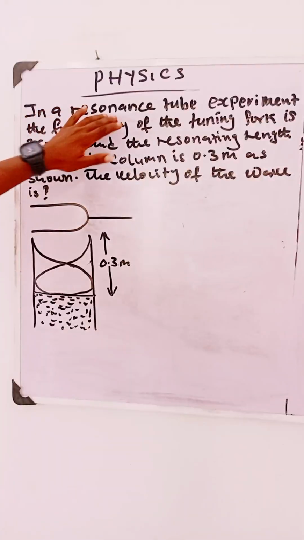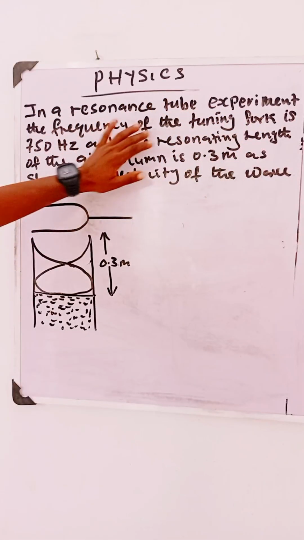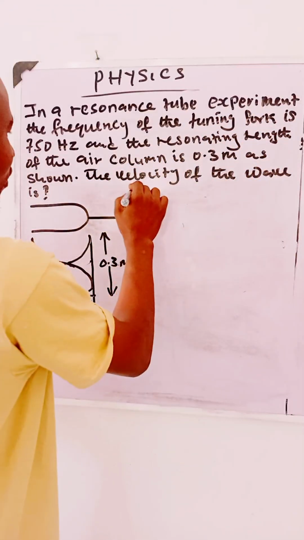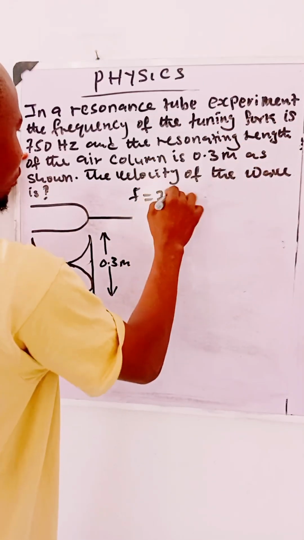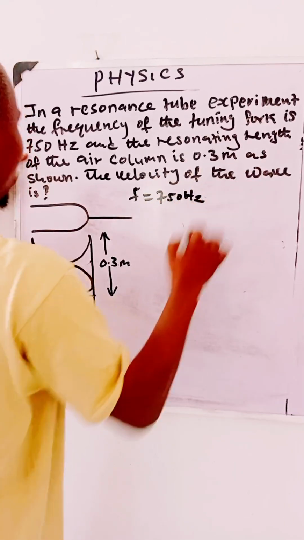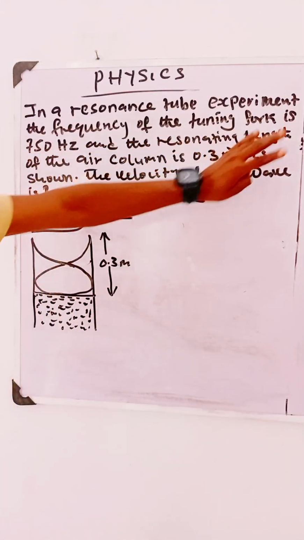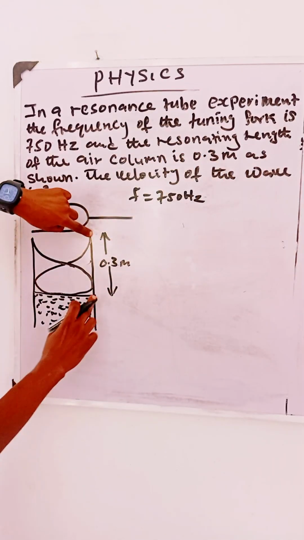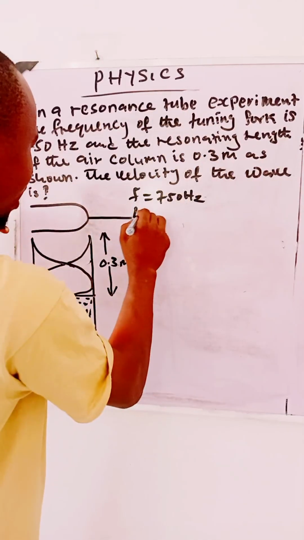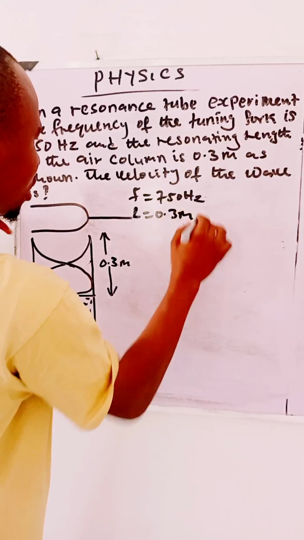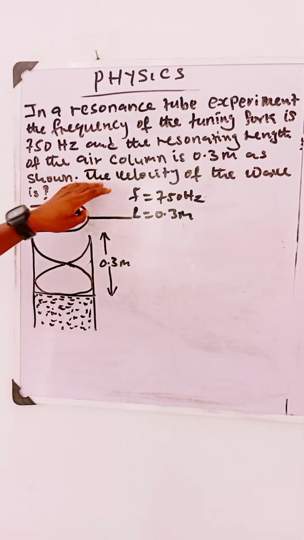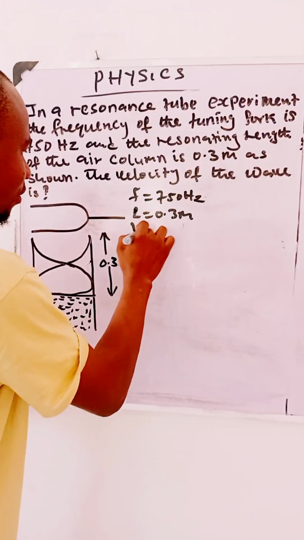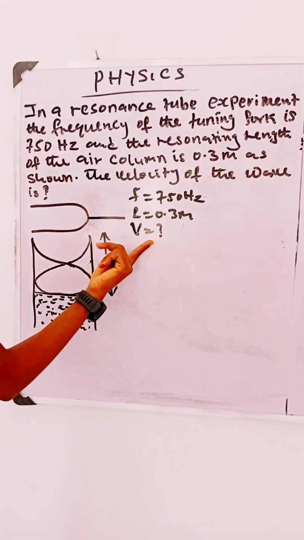All right. In a resonance tube experiment, the frequency of the tuning fork is 750, that is F is 750 hertz, right? And the resonating length of the air column is 0.3 meter, that is the distance from here to here is 0.3 meter. So L is 0.3 meter, right? Good. The velocity of the wave is, we're asked to find V. This is what we are asked to find.